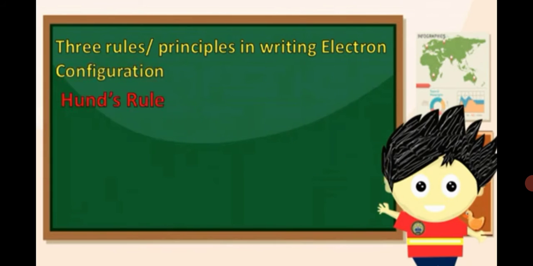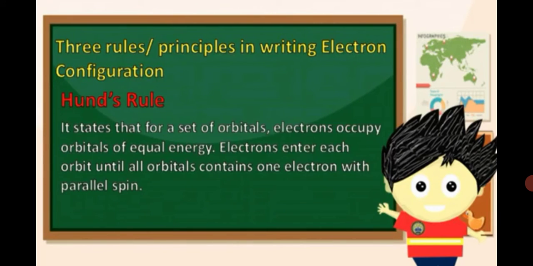Sa pangatlong tinatawag nating Hund's rule, it states that for a set of orbitals, electrons occupy orbitals of equal energy. Electrons enter each orbit until all orbitals contain 1 electron with parallel spin. Nakita natin sa Pauli's exclusion principle na sa isang orbit, ito ay meron dapat na isang pares ng electrons kung saan opposite ang kanilang spins.